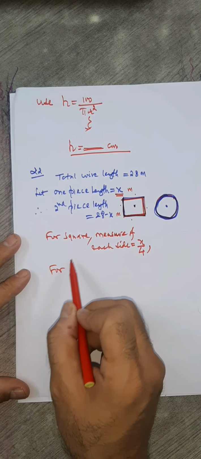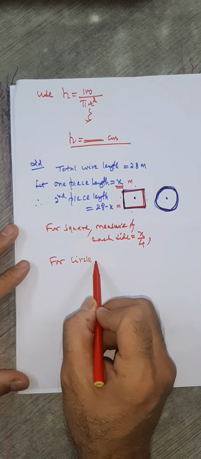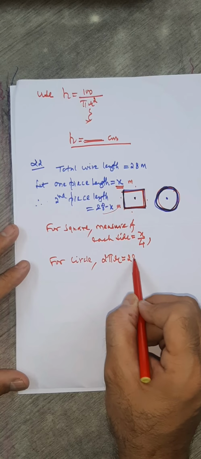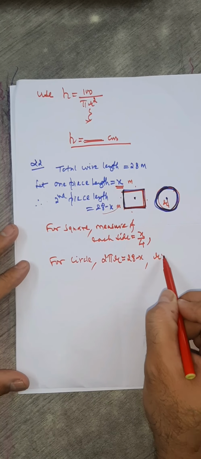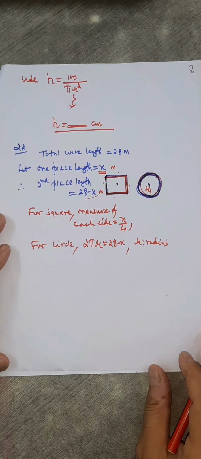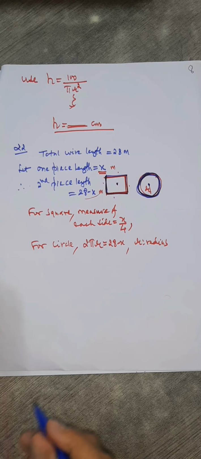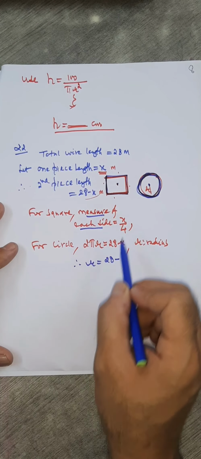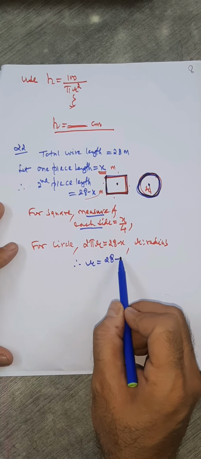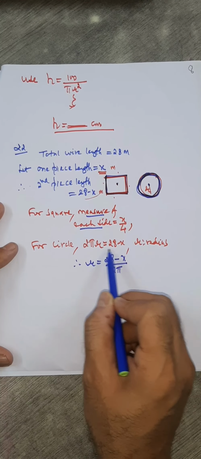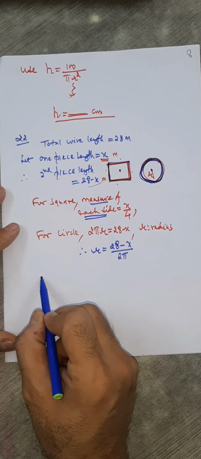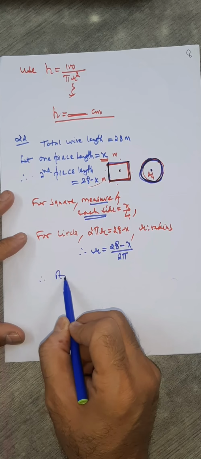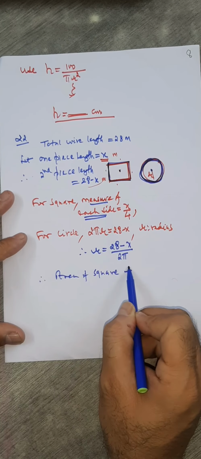Let me write this. For the circle, the 28 minus x is used to form the perimeter. So for the circle, perimeter 2 pi r equals 28 minus x, where r is the radius of the circle. Got it? So you will get r from this. Why are we trying for r? Why have we obtained one side? Because ultimately we are interested in the area of both. So r is (28 minus x) by 2 pi, this is the radius, and here the measure of each side. Therefore you want to minimize the function, the area of this. So area of square plus area of what?